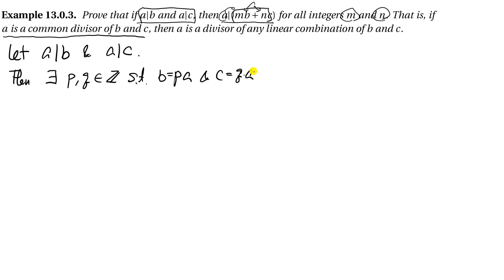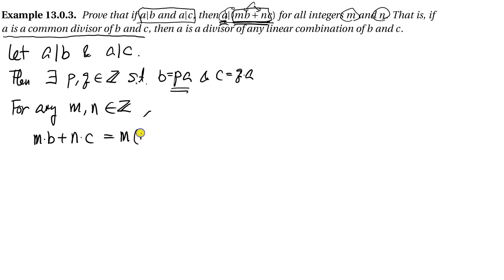After you found those relations, always look at the conclusion, right? We want to do this. We're looking for the relation between these numbers. So for any integers m and n, let's start with m times B plus n times C. Then m times B means m times P times A, and n times C, instead of C, we could put Q times A, right?